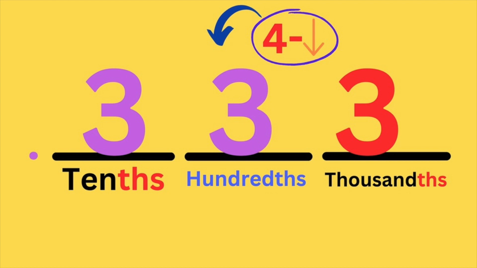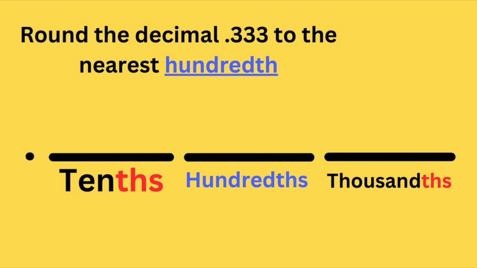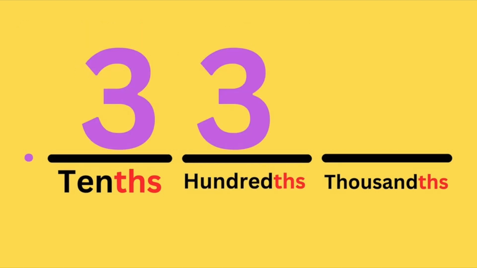And so because that number is a 3, which is less than 4, we're going to be rounding down or keeping it the same. So going back to our question, or what we need to do, which is round the decimal 0.333 to the nearest hundredth, the answer would be 0.33, 0, or you could just keep that spot blank.